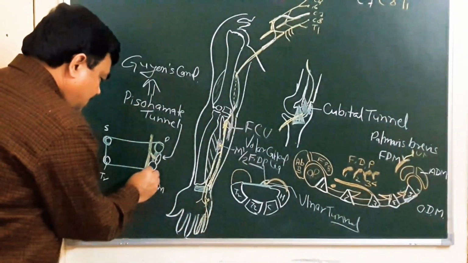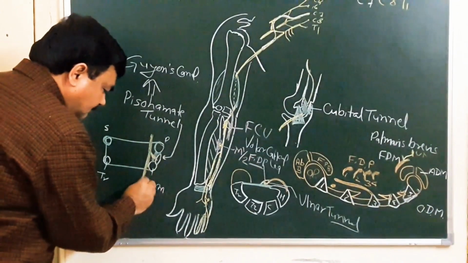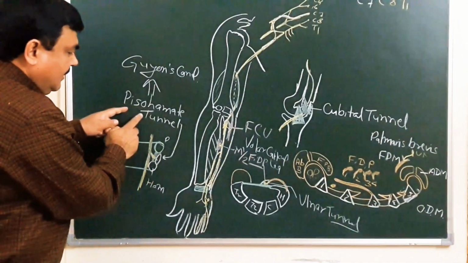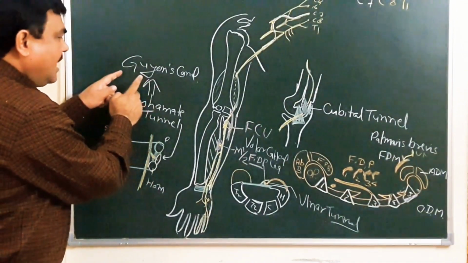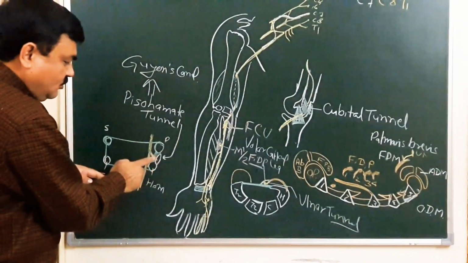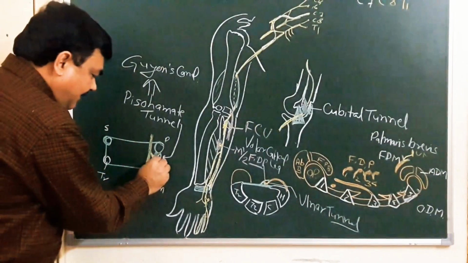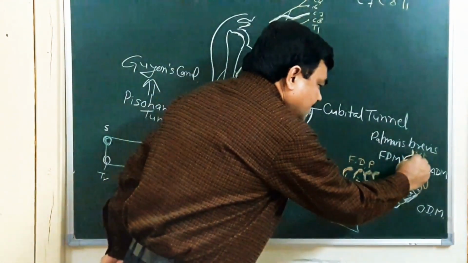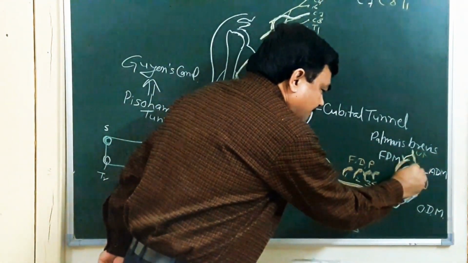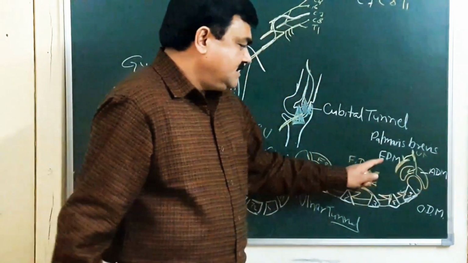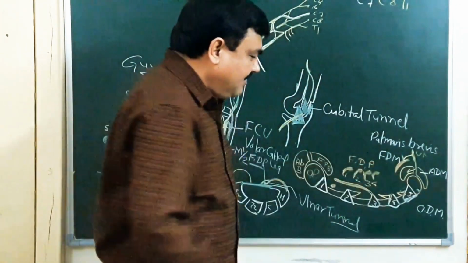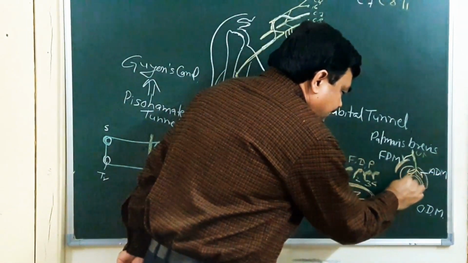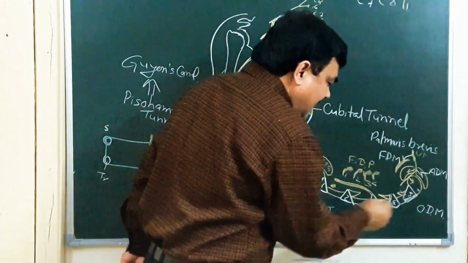Now this is about the superficial branch. Now the deep branch passes through the pisohamate tunnel, also known as Guyon's canal. After passing through Guyon's canal, this is Guyon's canal here, it gives a branch to this muscle. This is flexor digiti minimi. It gives a branch to abductor digiti minimi. It gives a branch to opponens digiti minimi.